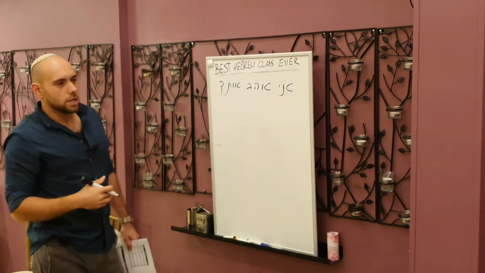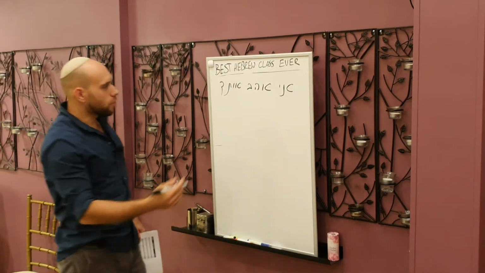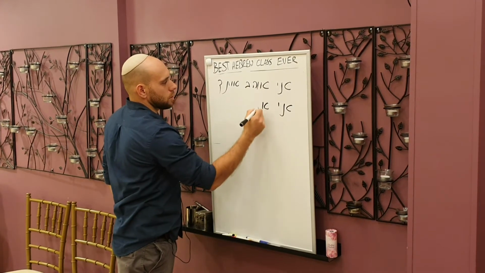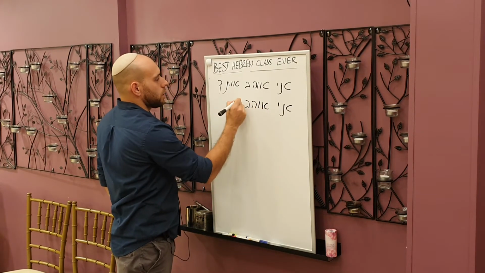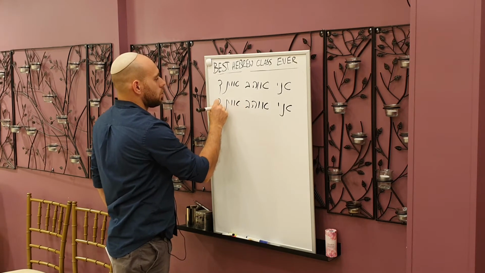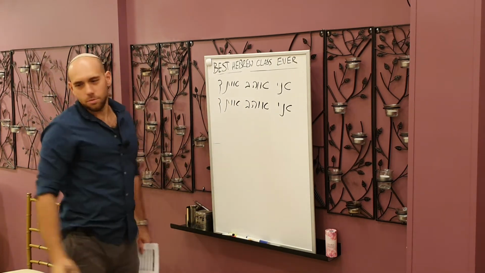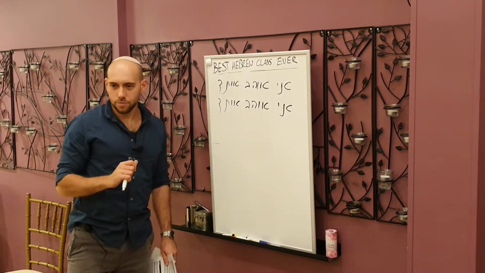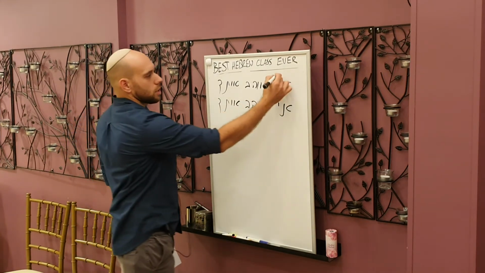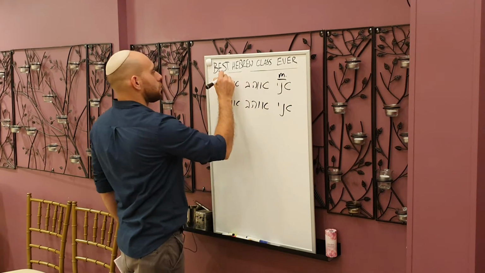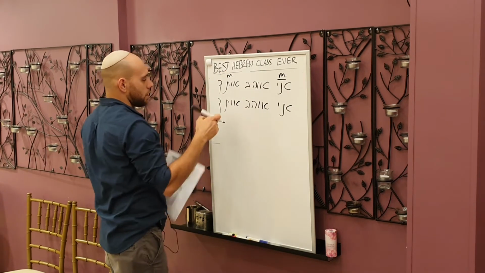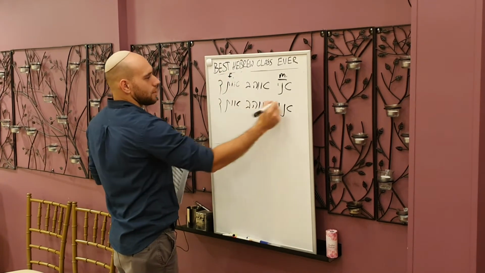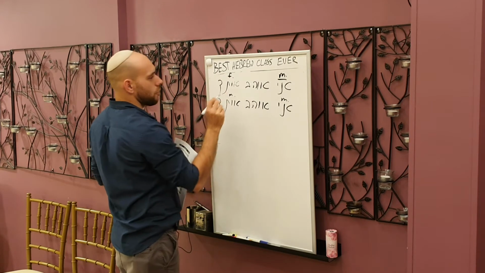Now, if a male wants to say it to another male, you would say, oops, I spelled that wrong. Ani ohev otcha. Now that's spelled exactly the same. But, otach is a male to a female. Well, they're spelled exactly the same. And this one is male to another male.